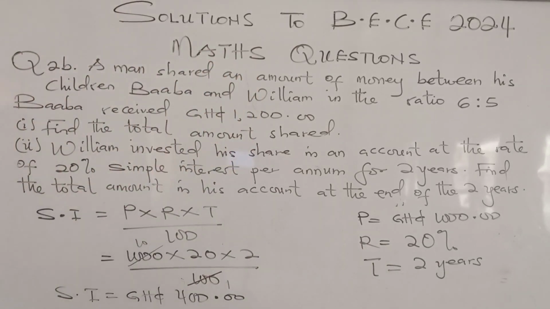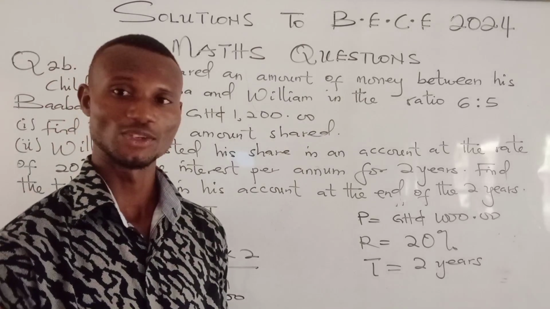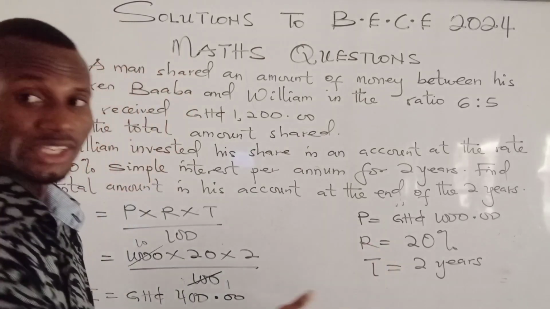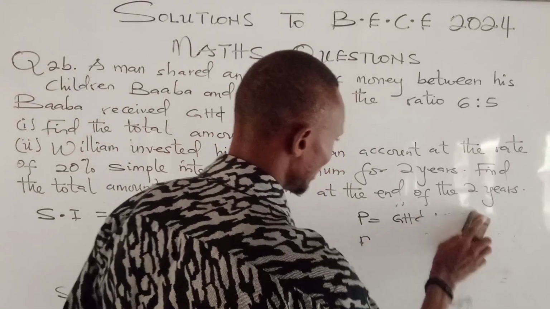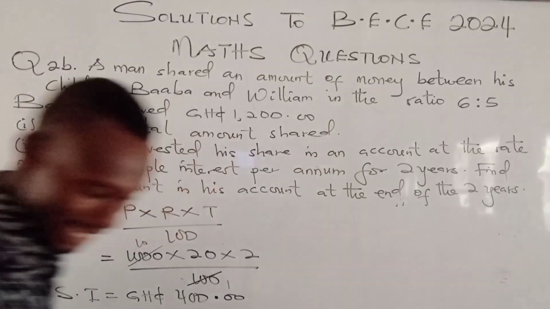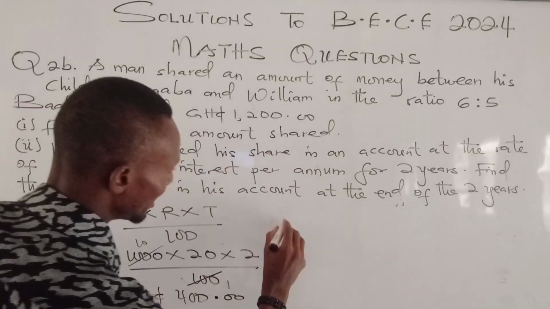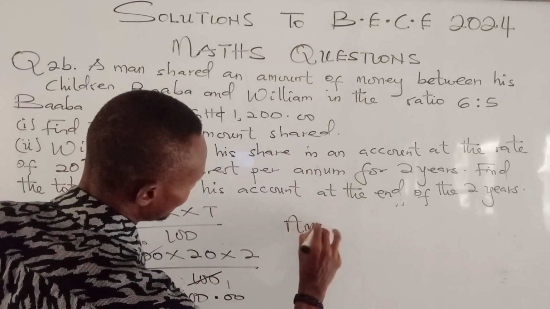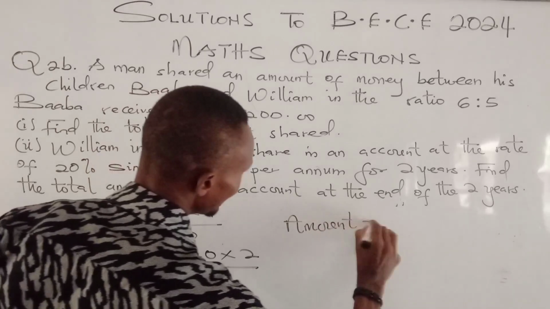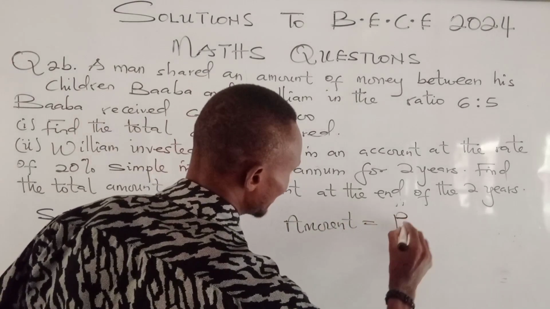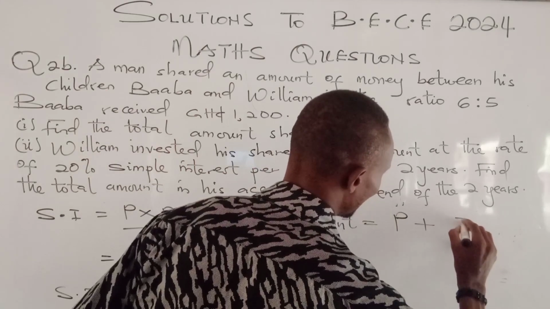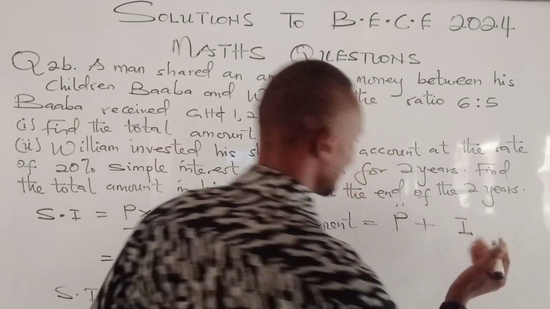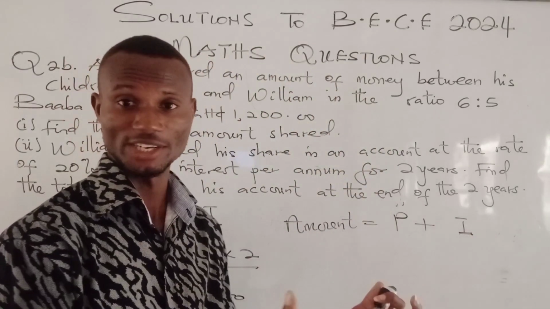I need more space, so I have to clean a portion of the board again. Please pardon me for that. Take notes, and let me clean this part of the board so that we can continue and calculate the amount. So the amount will be equal to the principal, which is the P, plus the interest, or the simple interest. Either interest or simple interest is the same thing. I've explained it to you.